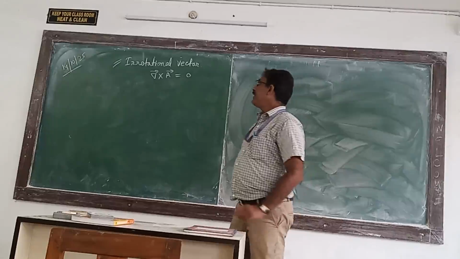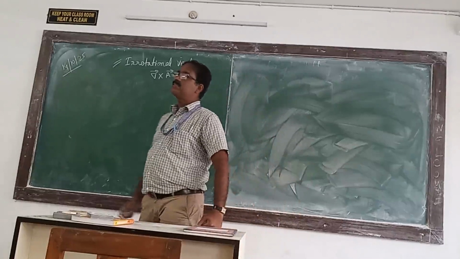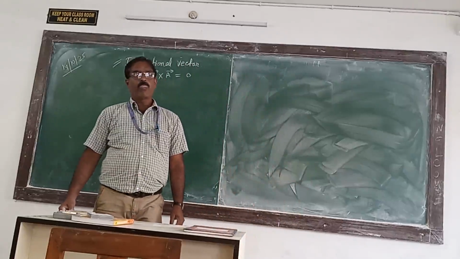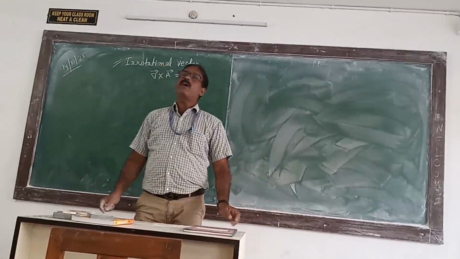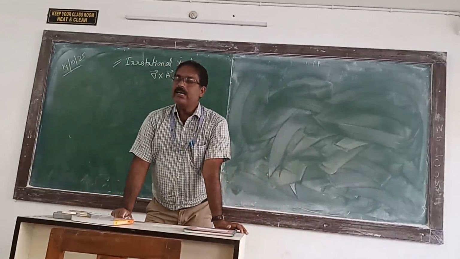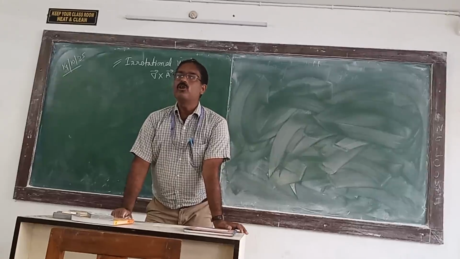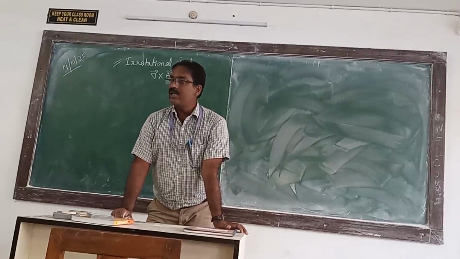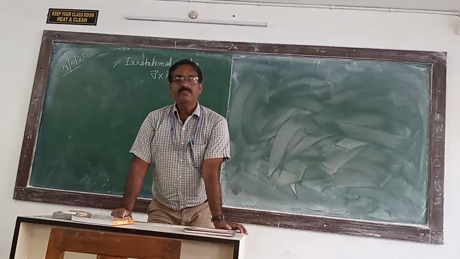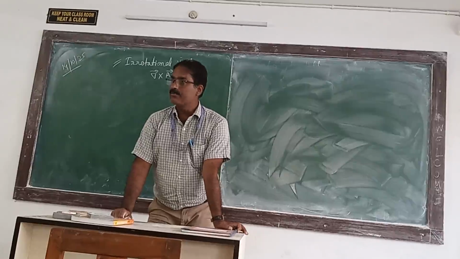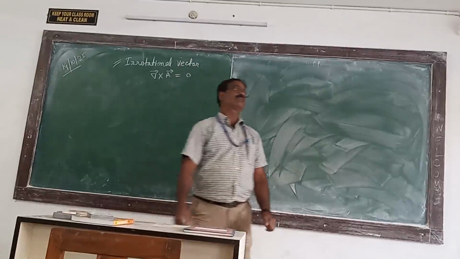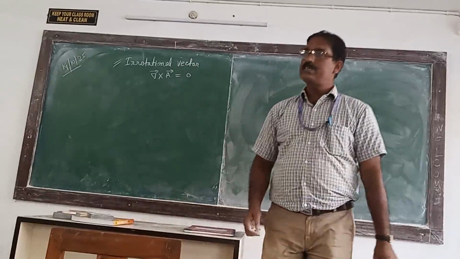We have completed gradient, divergence, and curl. If the divergence of a vector is zero, then that is called a solenoidal vector, and if the curl of the vector is zero, then that is called an irrotational vector. Okay. In the next class, we will solve some numerical problems of vector. Then we will start module 2, oscillation.